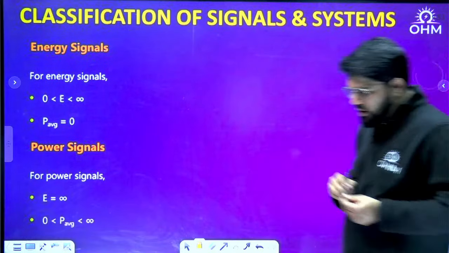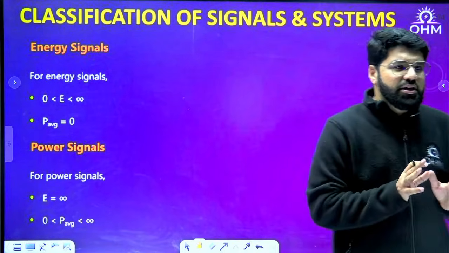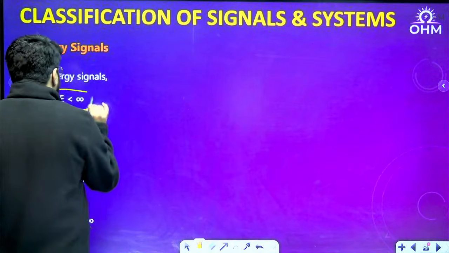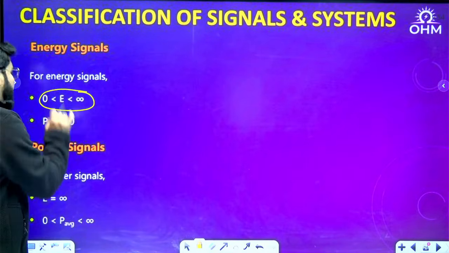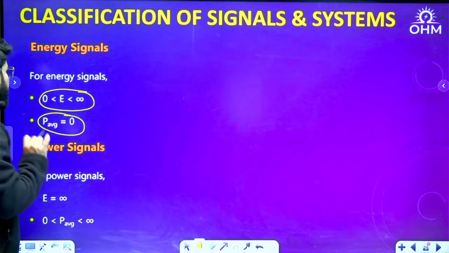Now, signals which, on calculation, have a finite value of energy are known as energy signals. If the energy turns out to be between 0 and infinity, that is a finite energy, and it will be an energy signal, and for every such signal the average power will be 0. This is easily proved but not required right now.